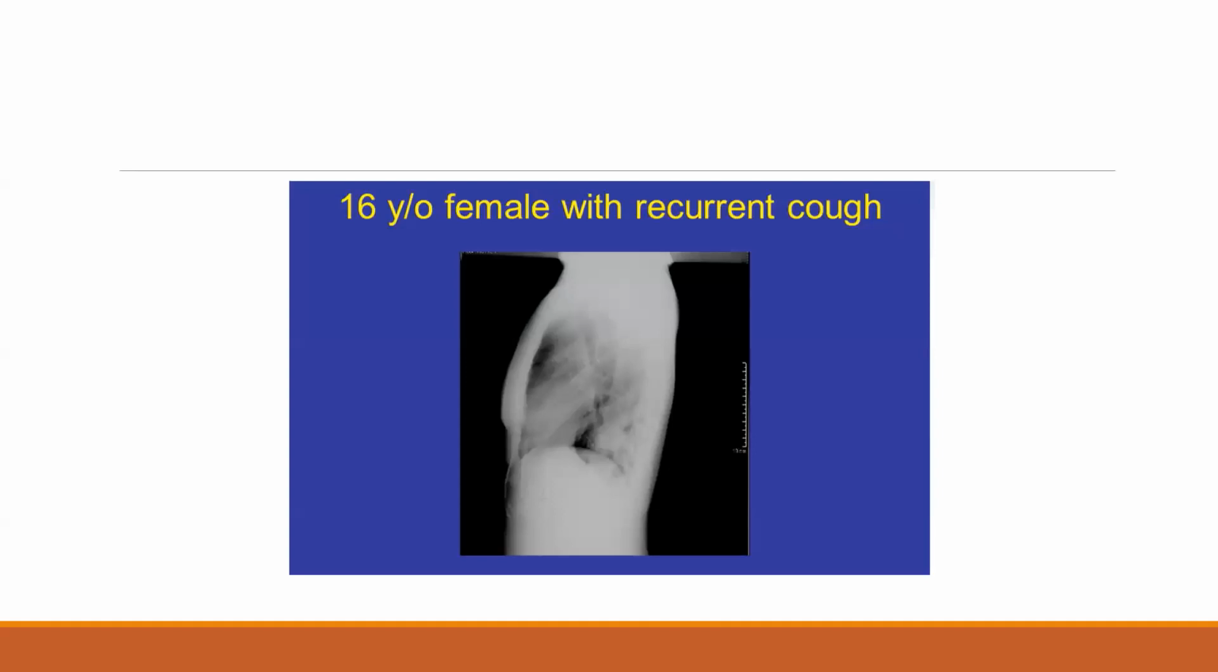This is a difficult one. You see there is some mass lesion, but no communication with the rest of the lung. It is called pulmonary sequestration. Sometimes the lung tissue is not connected with the tracheobronchial tree. In that case, this portion of the lung will be very small, and it is called sequestration.